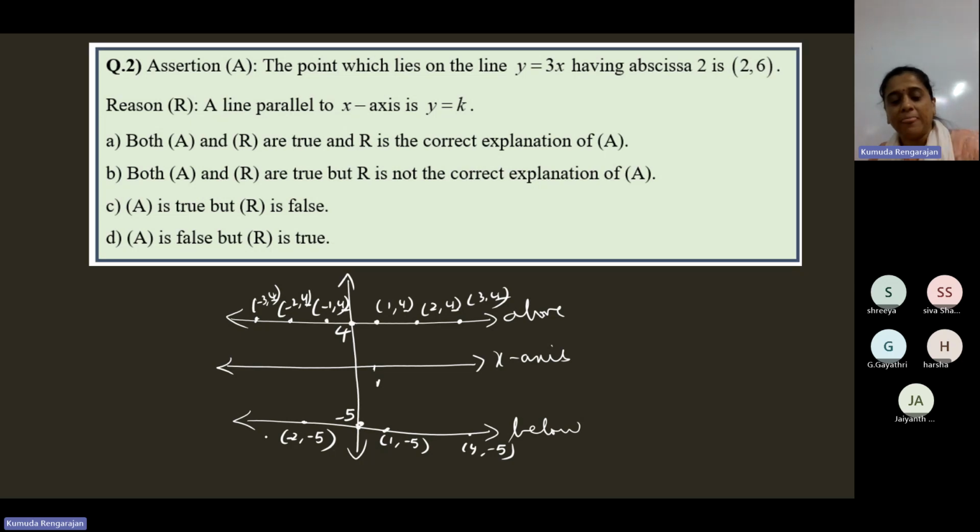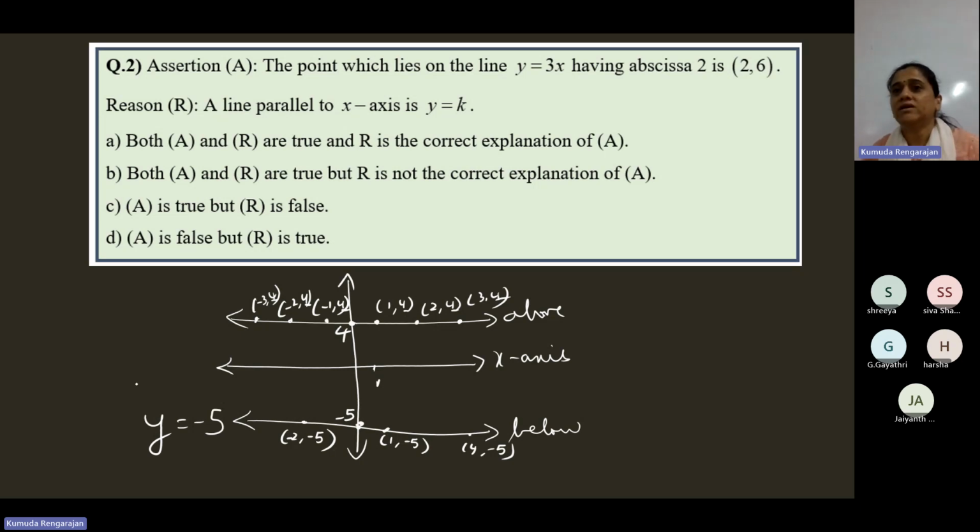So this line is parallel to the x-axis, and it's below it. What we see is there is this value minus 5, which is a constant. Everywhere we see minus 5. And who is minus 5? y is equal to minus 5 is the equation of this line.